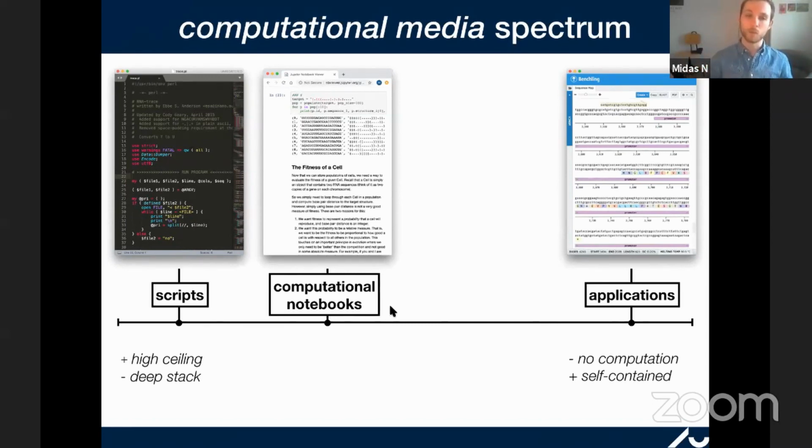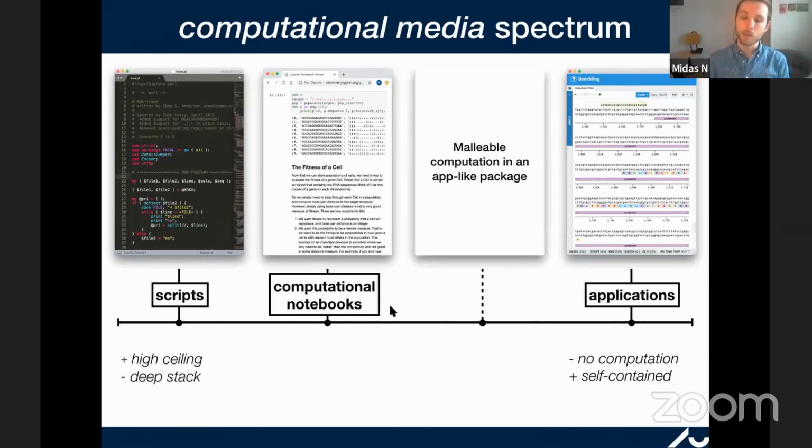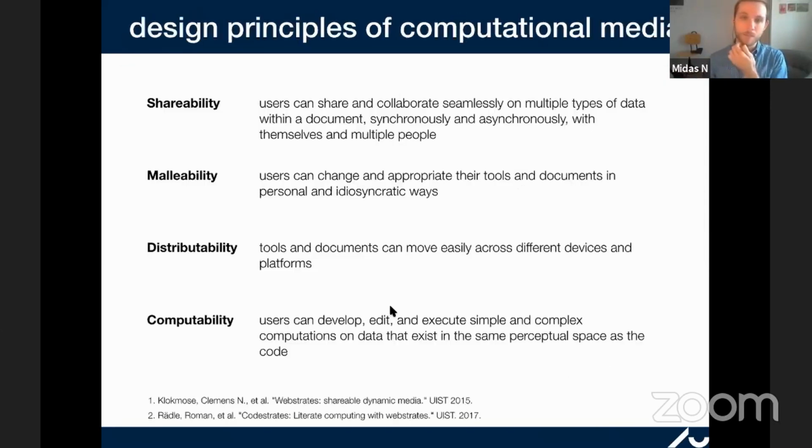But they're still leaning towards the script side, as in the people, the audience that they're targeting are people who understand how to run a local server to be able to open a Jupyter Notebook, or how to do package management in those things. And so what we want to do with this particular user group was, okay, can you have something similar like that? Can you have some kind of malleable computation, but closer towards the usability that we're used to with applications?